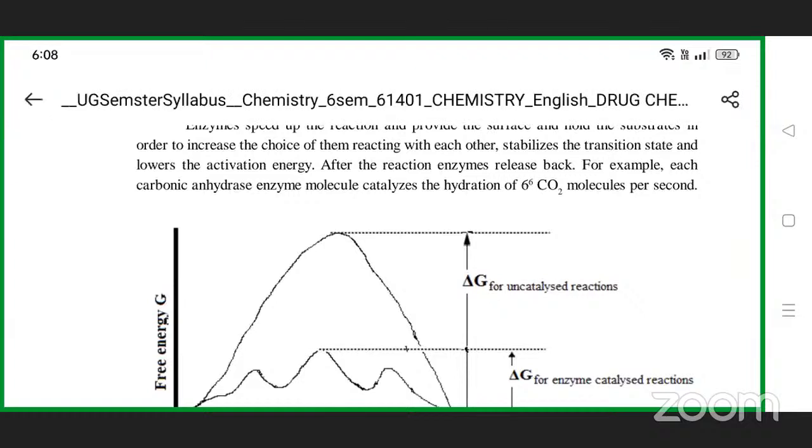So after the reaction, enzymes release back. So that means the properties of this catalyst. Generally, they will be involved in the chemical reaction, and finally they will get their original state, same as that catalyst property. The enzymes also will be involved in the chemical reaction, and they will get back their structure or the geometry, whatever the changes have occurred. Finally, they will gain the original state of that enzyme.